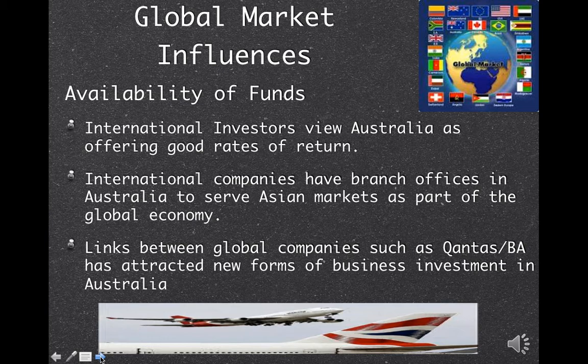Another global market influence is the availability of funds. A lot of international investors, international banks, international finance companies see Australia as a very, very safe place to invest their money. There are good rates of return, which means they can invest the money and receive good interest or dividends back on what they're investing in. A lot of international companies have decided to set up their branches in Australia and be part of the global Asian, Australian, Pacific economy. There are lots of links between companies around the world. Qantas and British Airways have decided to combine. They have lots of code share flights. Some of the flights start in Australia, change in Asia onto a British Airways flight, and they can combine and use their resources really well. They can invest in each other.